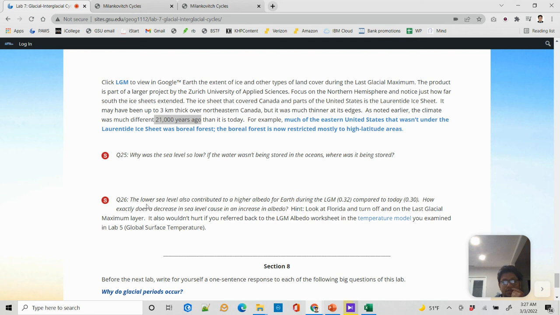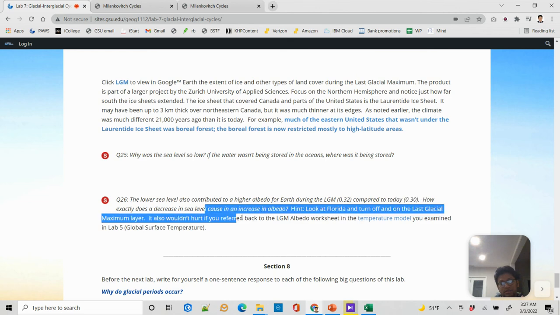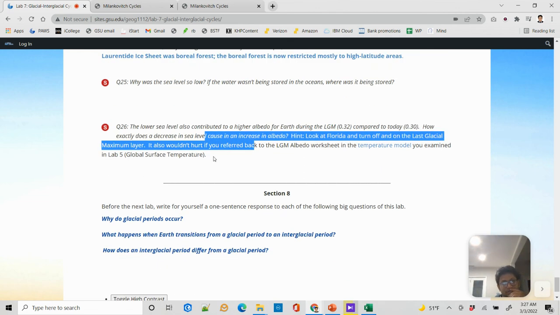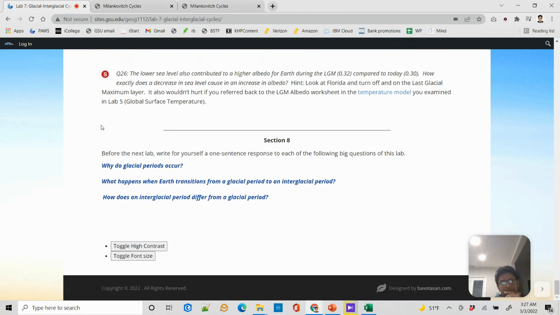Then question 26, the lower sea level also contributed to a higher albedo. So this is the albedo idea. You already studied those things in the previous labs, in the albedo lab. So just go towards those ideas and answer question 26. And then there is a research question.